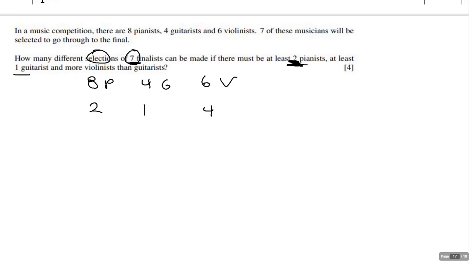What else would meet the criteria? Let's stick with the 2 piano players. Is there any other way I can do it and meet the criteria? 2 guitarists and 3 violinists. Because the only rule is I have to have more violinists than guitarists, right? Yes. All right. Now, if I'm sticking with the 2, is there any other way for this to work with the 2 pianos? No.